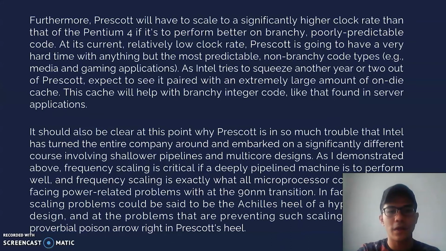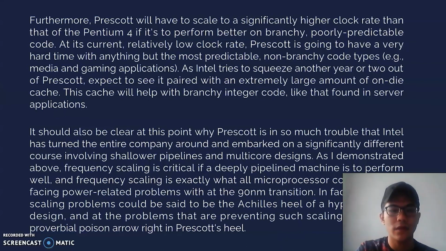Expect to see it paired with an extremely large amount of on-die cache. This cache will help with branchy integer code, like that found in server applications. It should also be clear at this point why Prescott is in so much trouble, and why Intel has turned the entire company around to embark on a significantly different course involving shallower pipelines and multi-core designs.